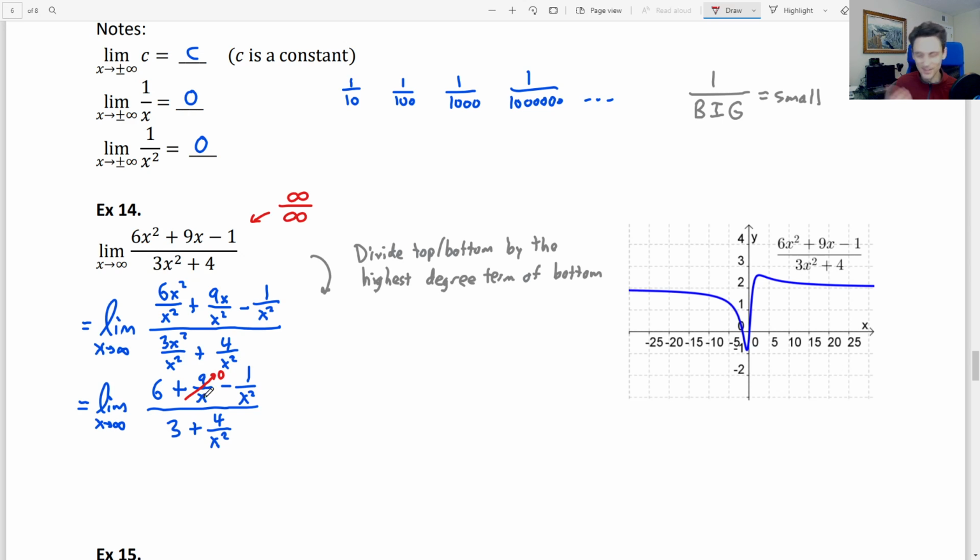I mean, it's not a particular number, it's just an idea of numbers getting bigger and bigger and bigger, and eventually you're going to pass whatever the number is on the top. And so these fractions will eventually shrink down to 0. So then the 1 over x squared, that's also going to approach 0. The 4 over x squared is also going to approach 0, because again, if the bottom blows up to infinity, the overall fraction shrinks down to 0. So what you have left on the top is 6 plus 0 minus 0 over 3 plus 0.